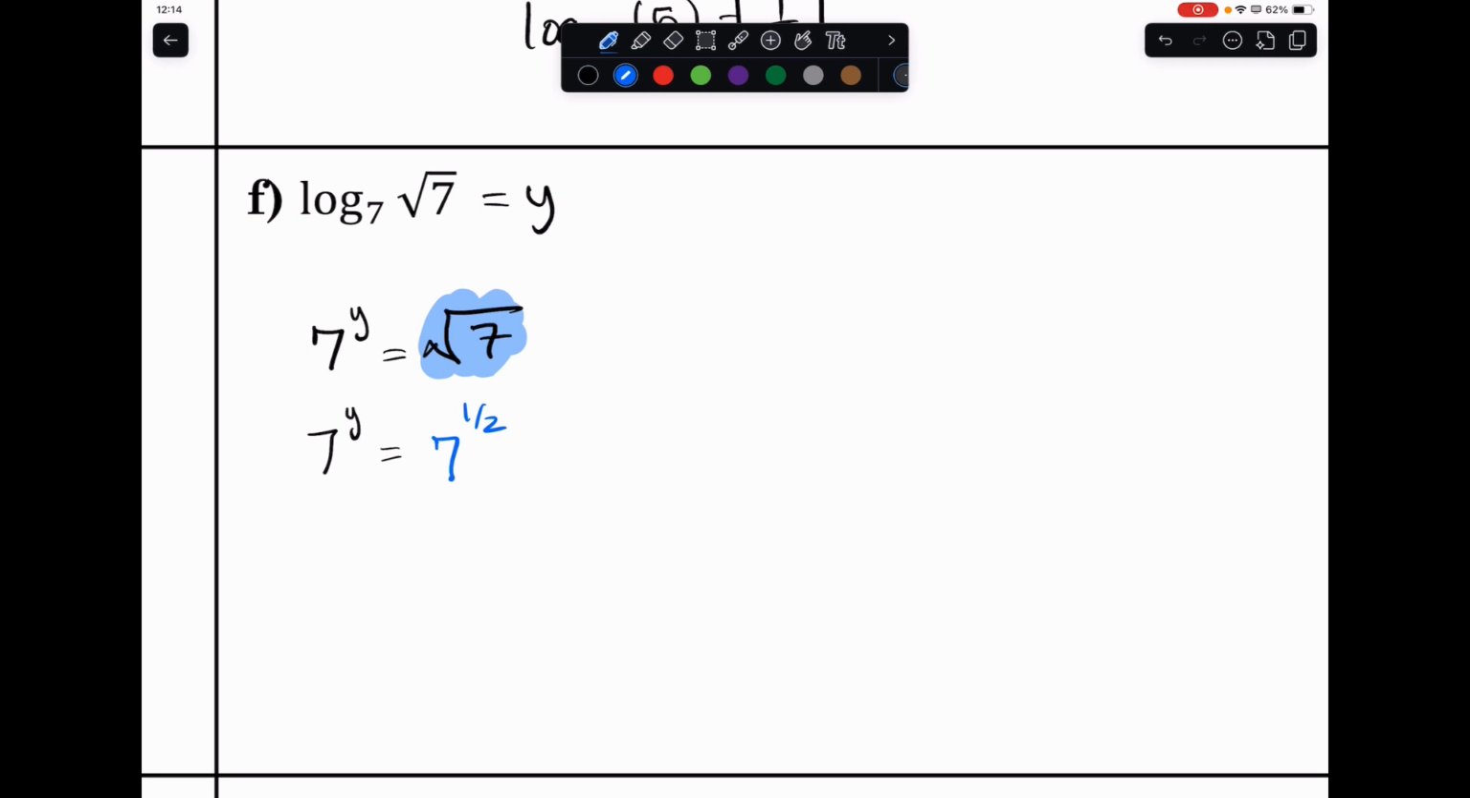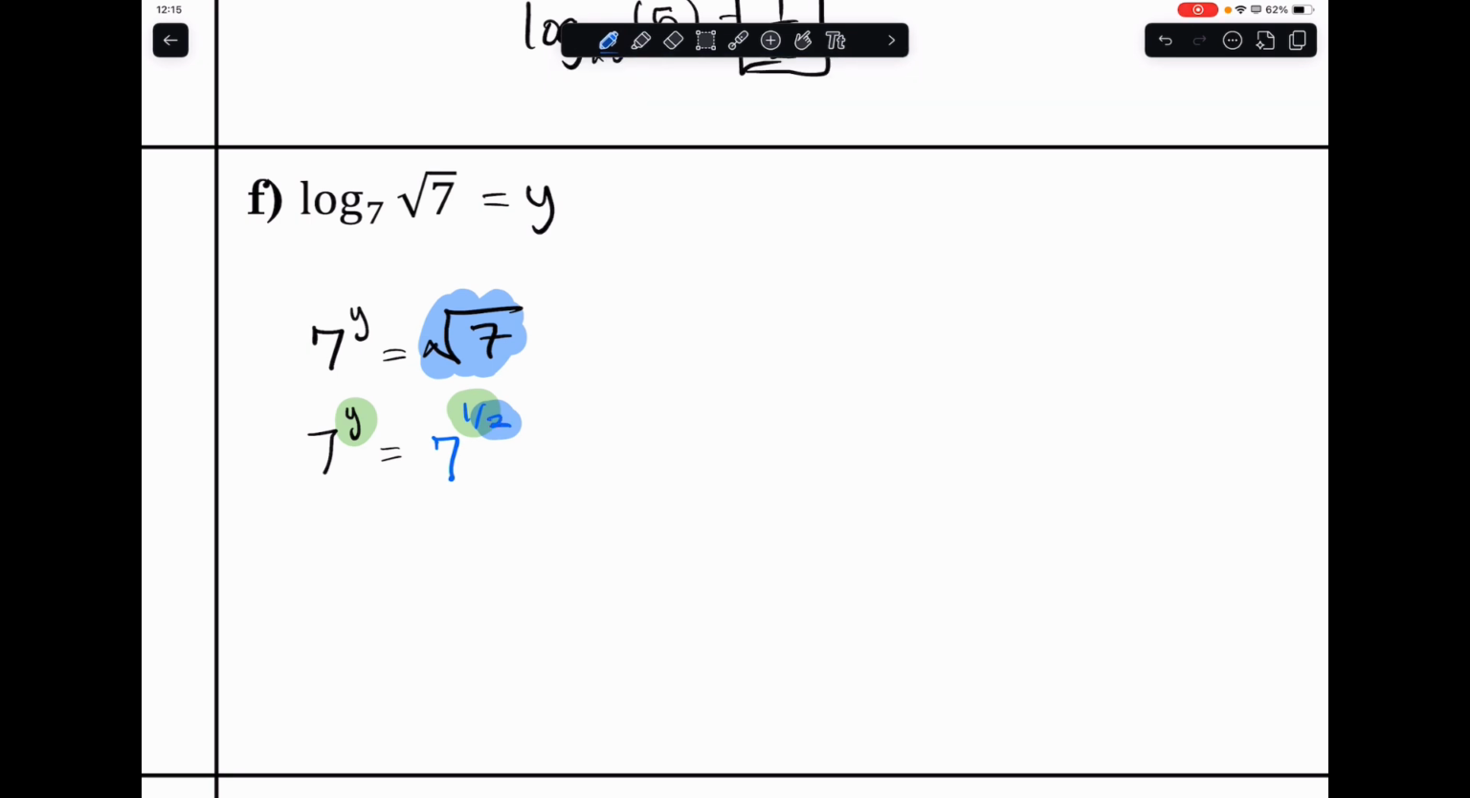The only way that 7 to the y power equals 7 to the 1/2 power is if these exponents are equal to each other. This is referred to as the one-to-one property of exponents, okay?